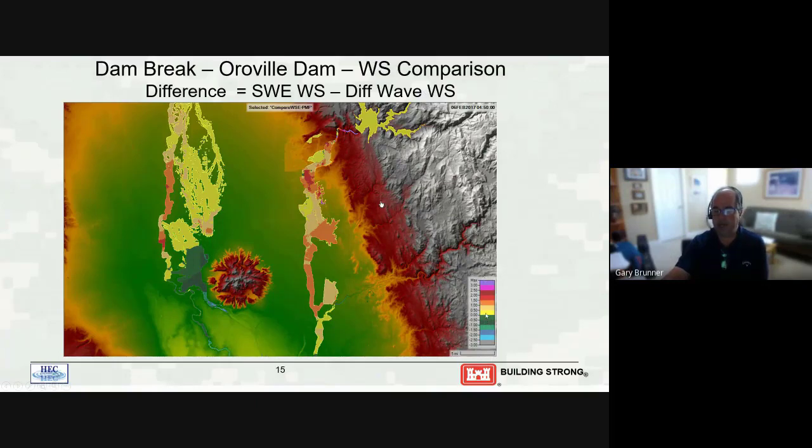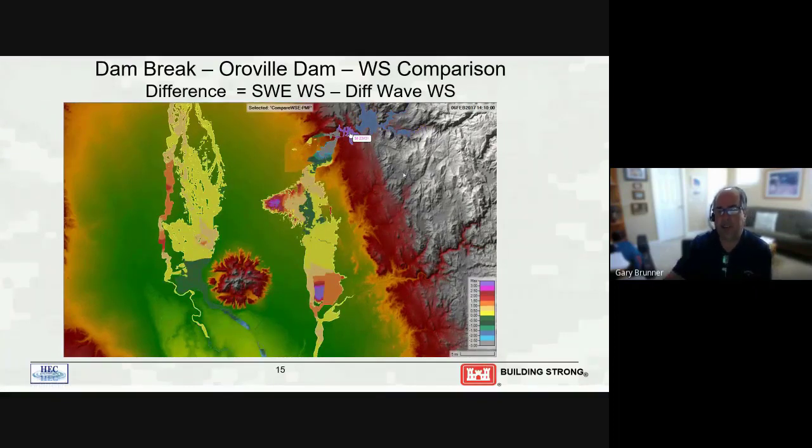So values of yellow and dark green are plus or minus half a foot, so they're close to the same water surface. As I get to orange and red and purple, those mean the shallow water equations were higher. As I go down to blue and gray, that means the diffusion wave equations were higher. So at this instant in time before the breach occurred on Oroville, there were some differences, but they were smaller. So we've got a lot of yellow, okay? There's a little purple here, which means the shallow water equations were higher. But let's go forward some time.